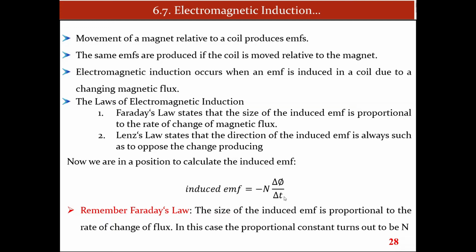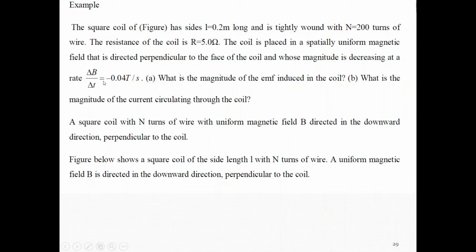So now let's go back to the question. Change in B over change in T is already given. The area is the square of the side, 0.2 meter. So the area is equal to 0.2 multiplied by 0.2, which is 0.04. And the number of turns is already given, which is 200. Area is given, number of turns is given, and this one is already given.